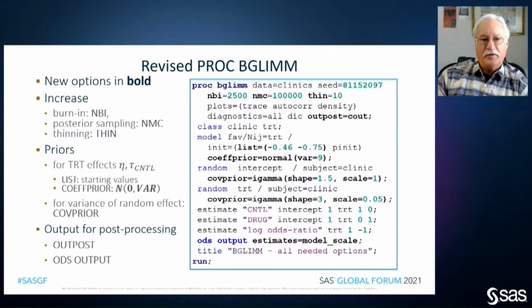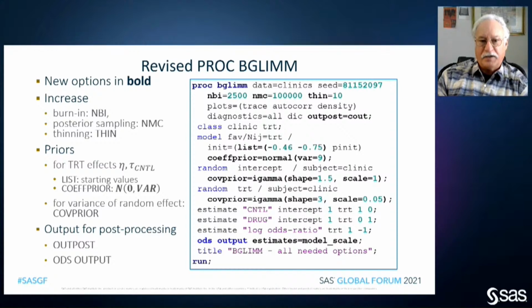The new options here are in bold. So you'll notice that in the PROC statement, I've increased the number of burn-in. The default was 500, it's now 2,500. I've increased the thinning from 1 to 10, and I've increased the number of Markov chain samples to 100,000. The default was only 5,000. So I'm still getting the plots, I'm still getting all the diagnostics.